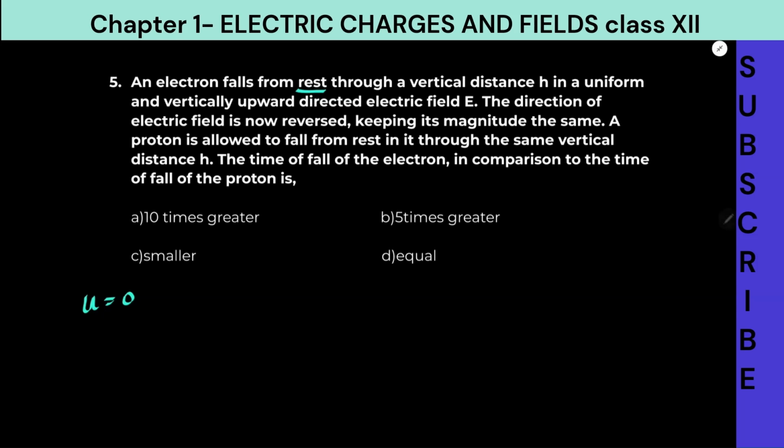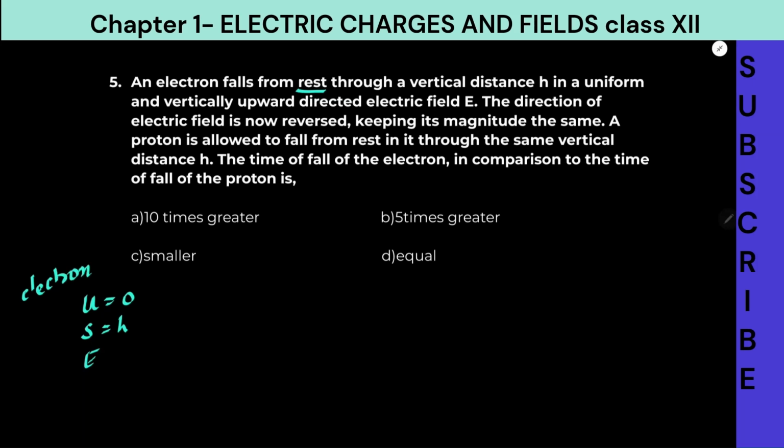Rest through a vertical distance h. So height, distance s is equals to h. Okay, in a uniform and vertically upward directed electric field. So it is upward in direction, obviously, because something is falling down, then we have to apply some electrostatic force from downward, right? So upward it is in electric field is E. Okay, great. The direction of electric field is now reversed, keeping its magnitude the same. Okay, now E, this was for the electron.